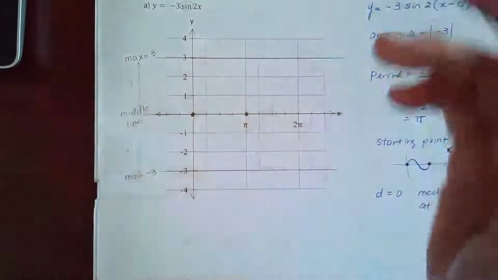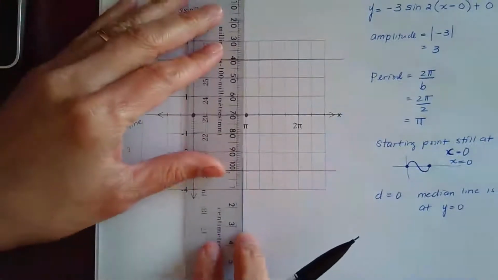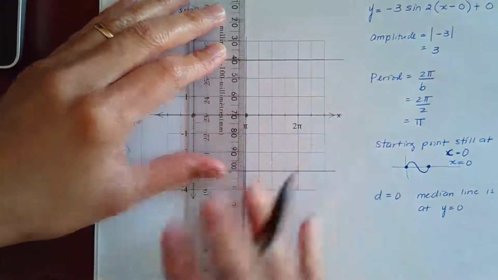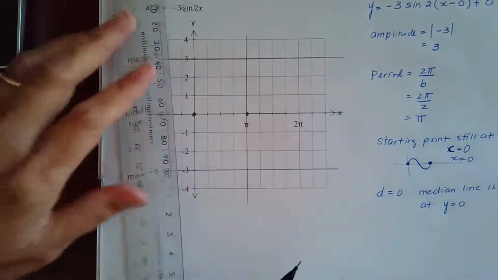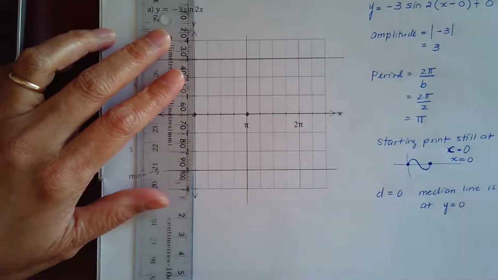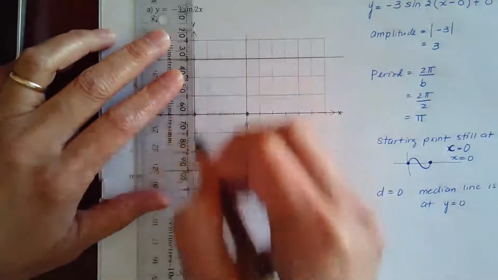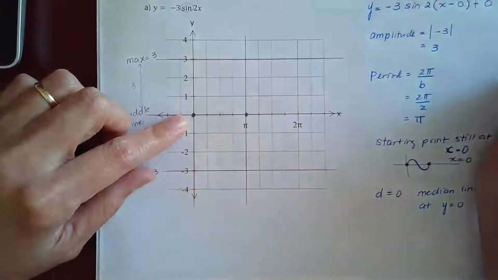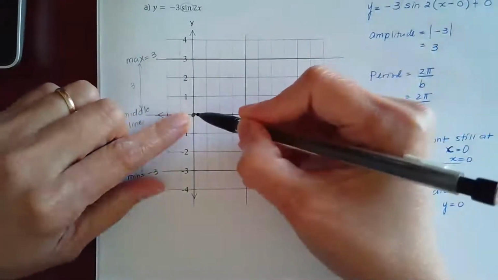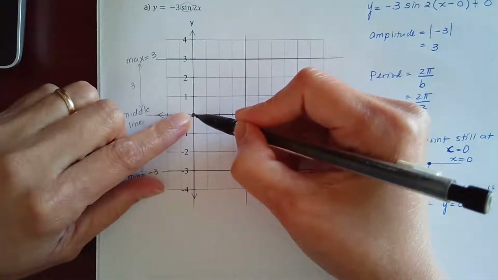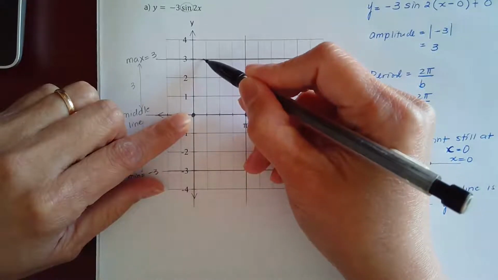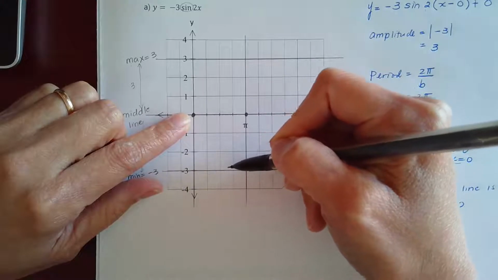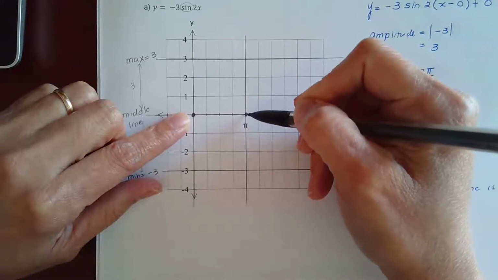Okay, so what I could do is one cycle. Okay, one complete cycle will be there. So what does that mean? My wave will start at 0, 0. It will go up maximum 3. It will go down minimum 3. And then it will do a complete cycle to pi.